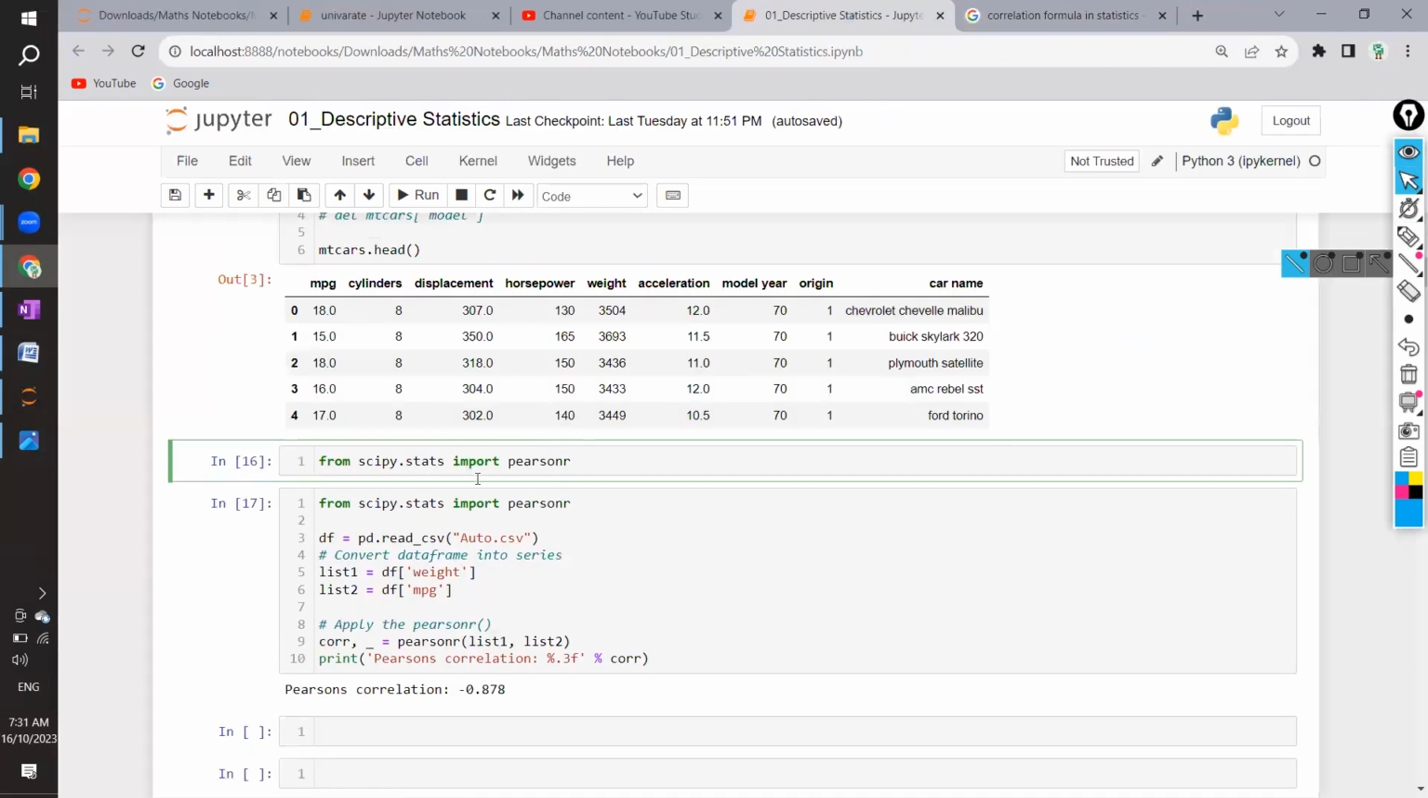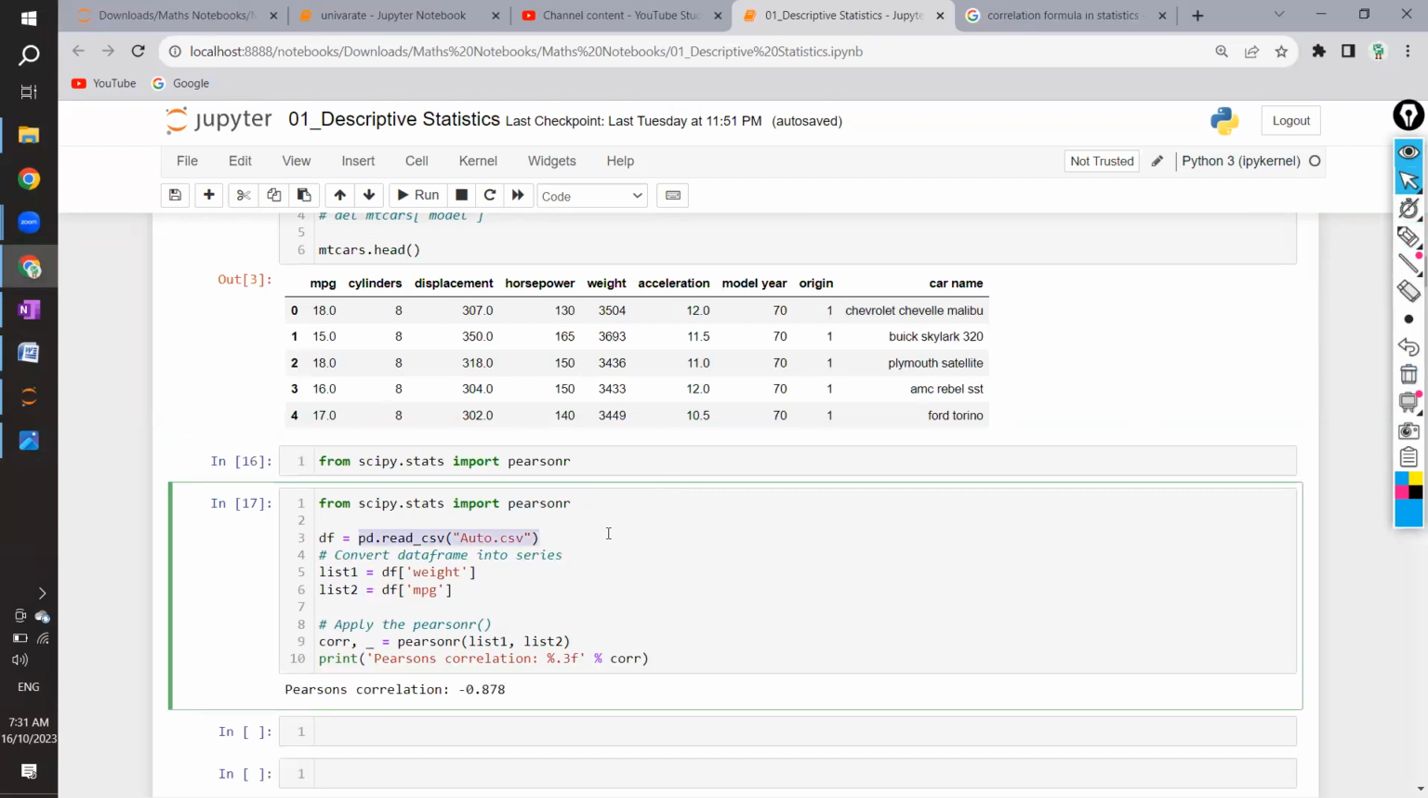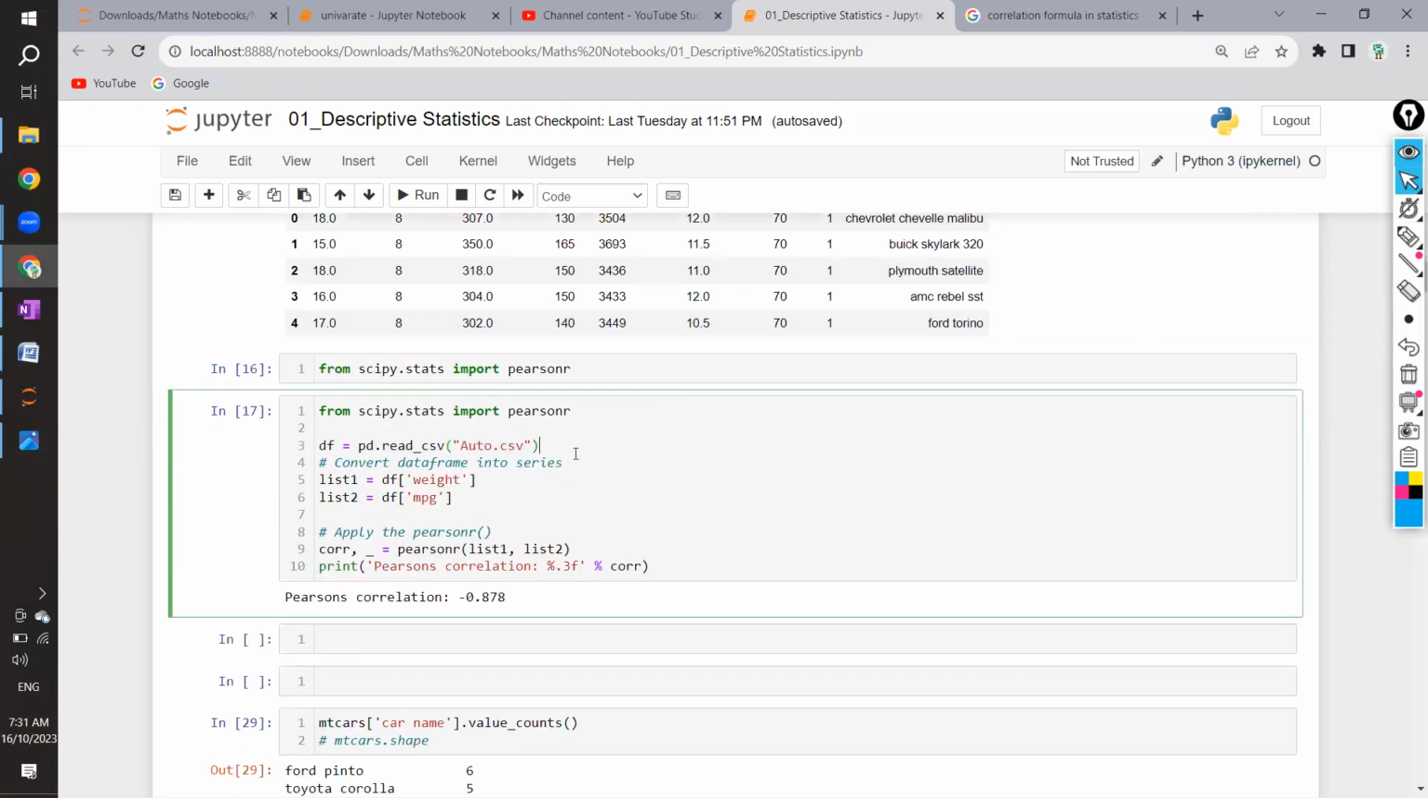Now if I show you how you can do it practically, it's very simple. You have something called SciPy. As we can see, you have NumPy, you have pandas, and you also have SciPy. SciPy is for statistical concepts. From scipy.stats, you are importing something called pearsonr. With that, I am importing some data called auto.csv.